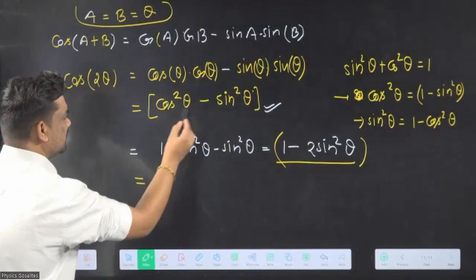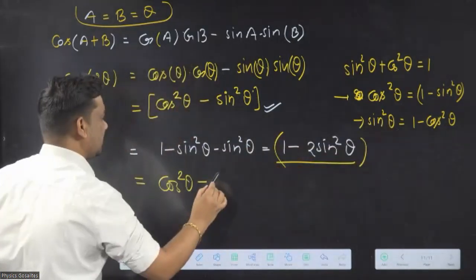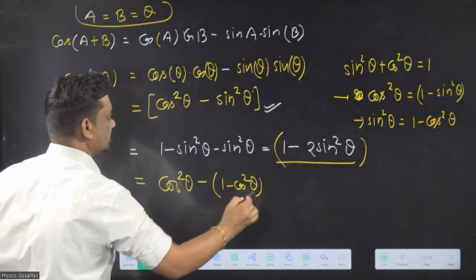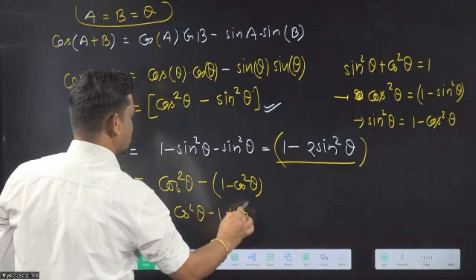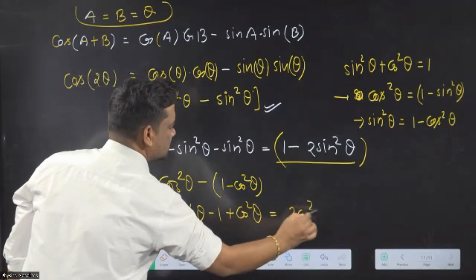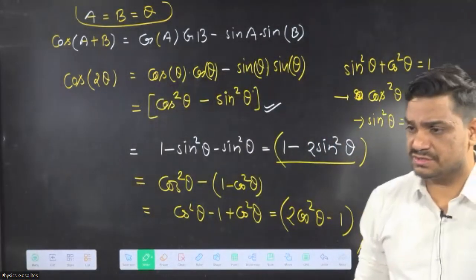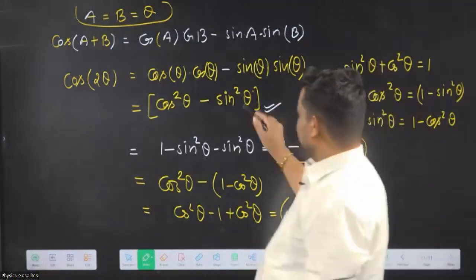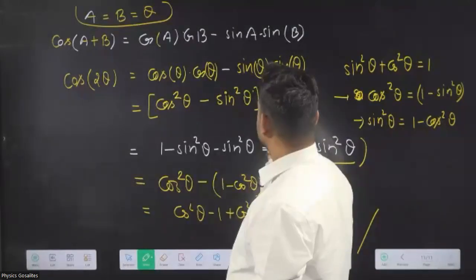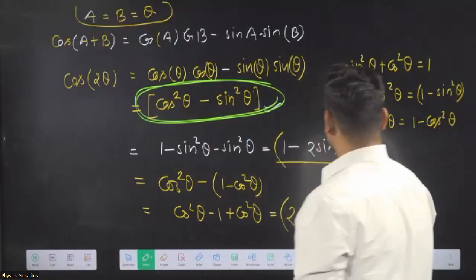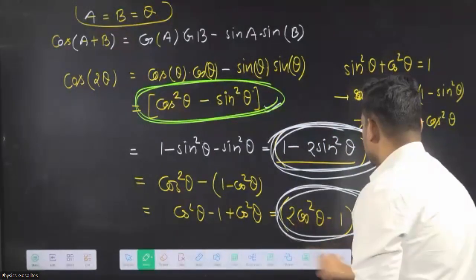Next time, in cos square theta minus sin square theta, I can replace sin square theta and write minus, 1 minus cos square theta. So it becomes cos square theta minus 1 plus cos square theta, which is 2 cos square theta minus 1. Now I have written 3 variations. Is there any problem in these variations? This is formula number 1, this is number 2 that you need to remember, and this is number 3. Yes, tell me fast.